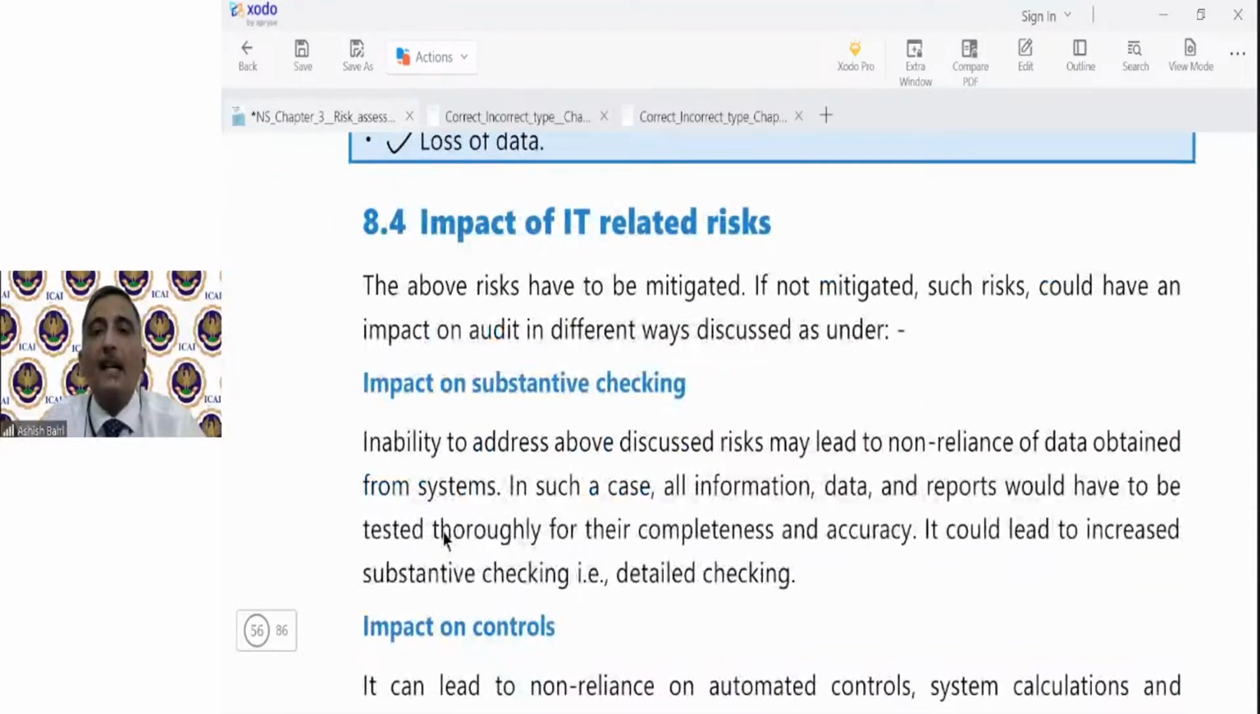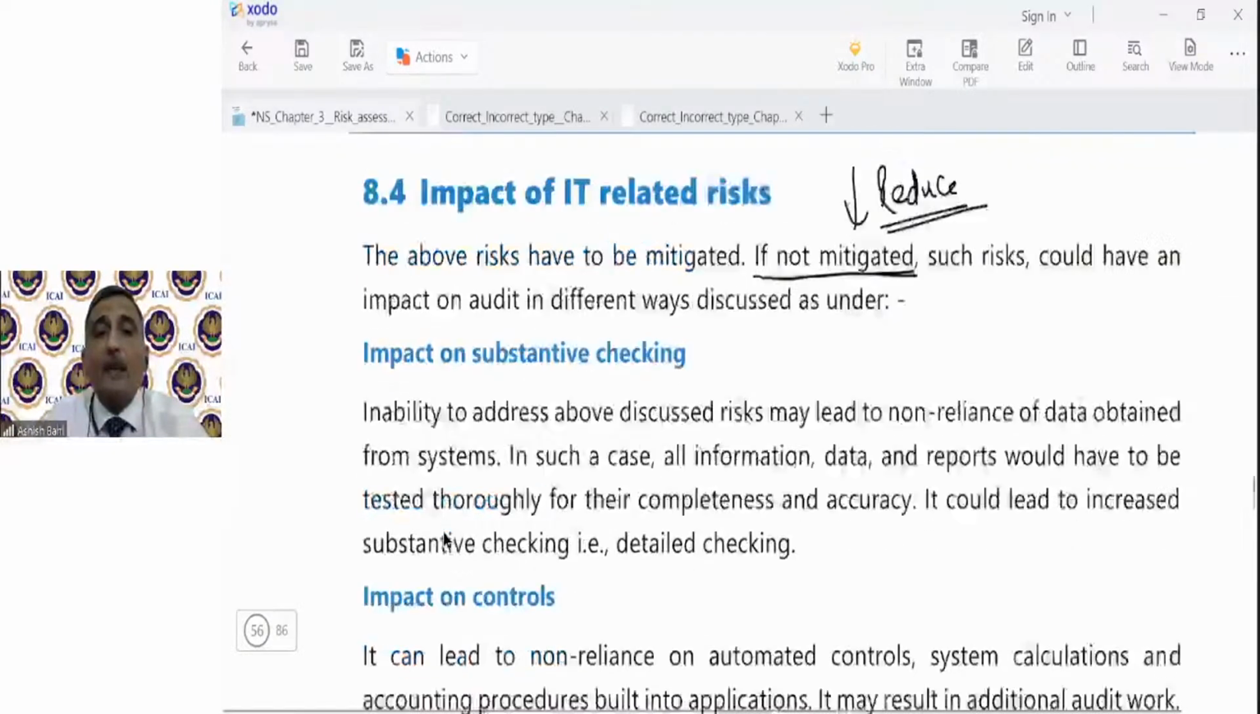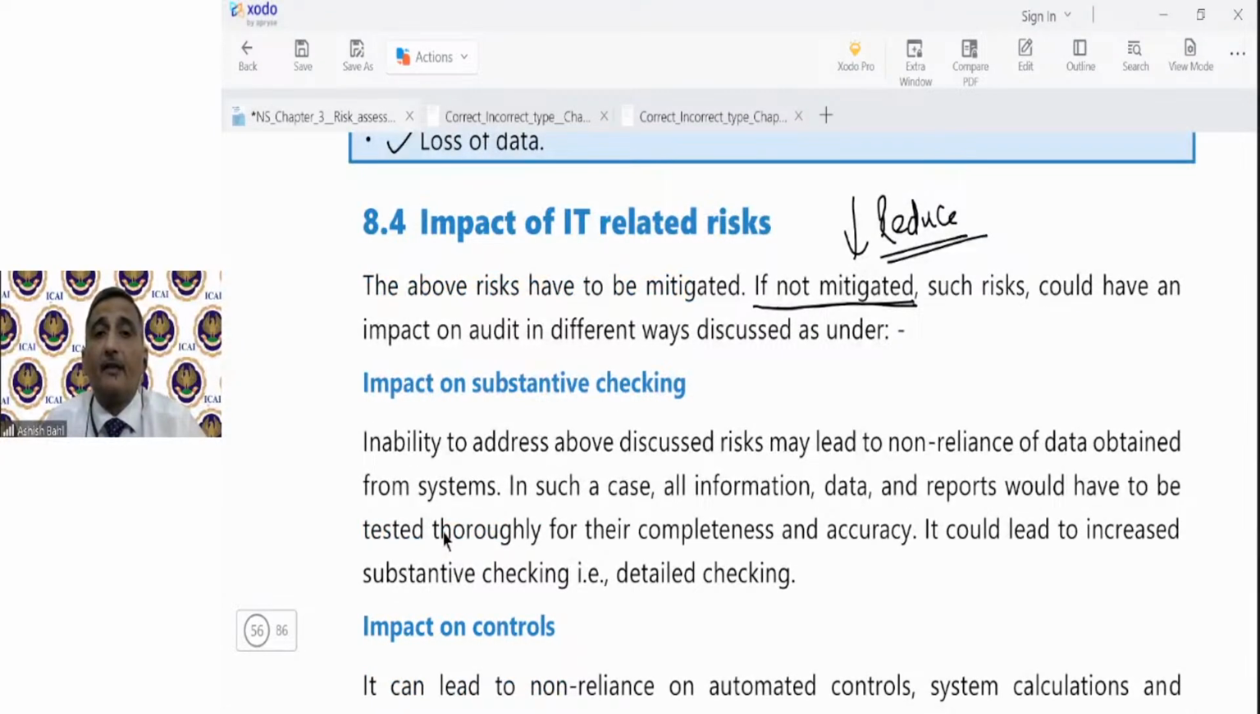So, impact of IT related risks. So all the risks, students, which are there, these would be there in every IT system. But the point is that the company has to reduce those risks. Okay, because if these risks are not mitigated, what is mitigated, students? Mitigated means reduce. So these can impact audit in different ways, like impact on substantive checking.